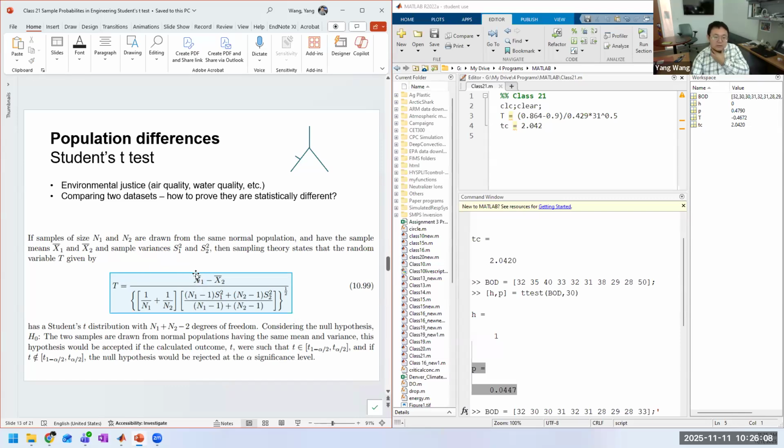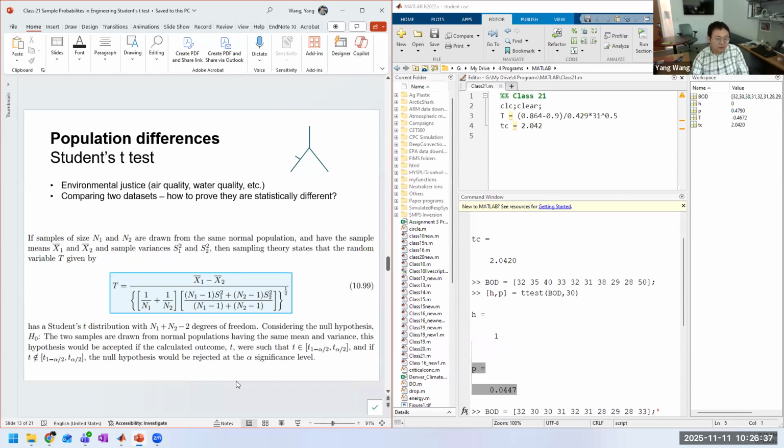Basically, we only consider the sample mean. If we're taking two sets of samples, it's going to be the mean of the first set of samples minus the mean of the second set of samples. In the denominator is 1 over the number of samples in the first group plus 1 over the number of samples in the second group, and we consider the variation of the first sample group and second sample group, and then the degrees of freedom. Right, so this is going to be the new t.